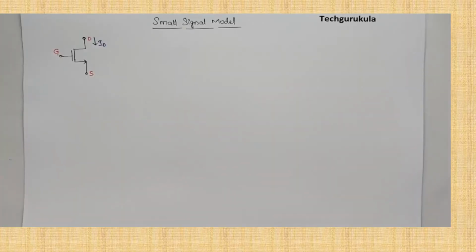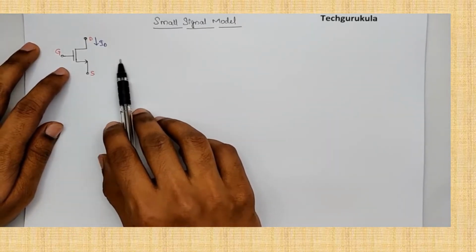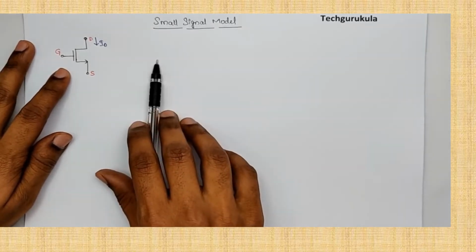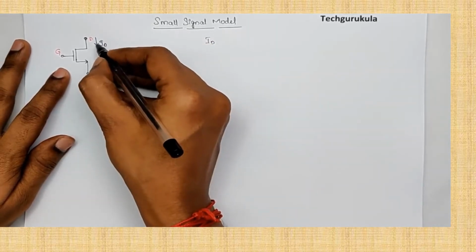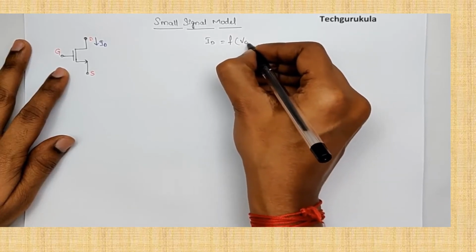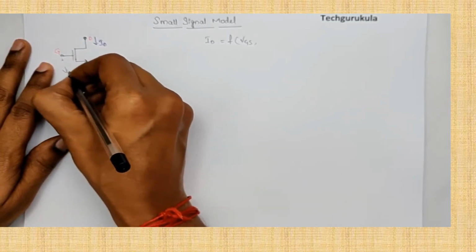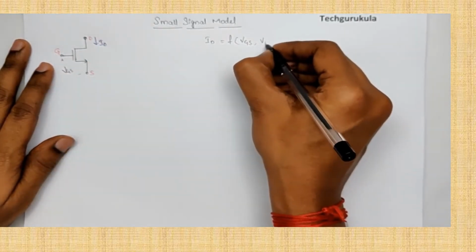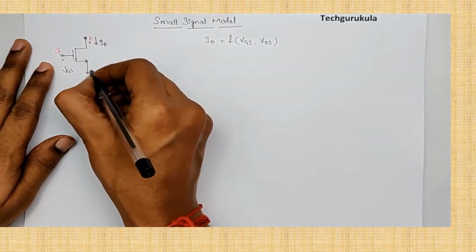Hi guys, in this video I'm going to show you what is a small signal model of a MOSFET. We'll derive it and figure out what this circuit model of a MOSFET is equivalent to in terms of small signal model. To start with, let's say the drain current that is flowing into the drain is a function of the voltage applied between gate to source, VGS, and it's a function of VDS, which is the potential between drain to source.